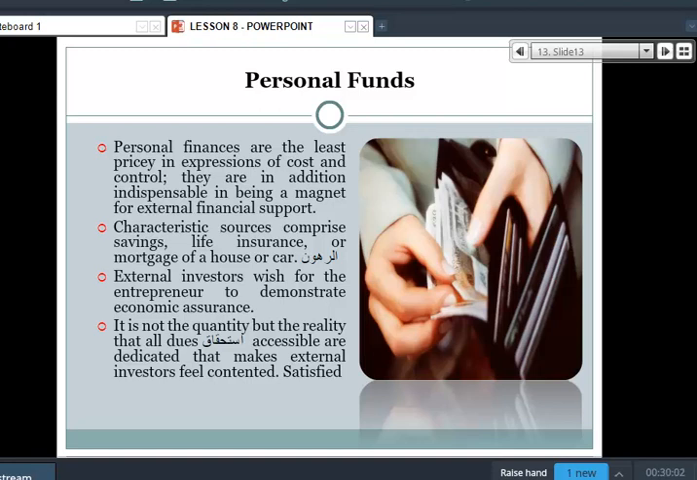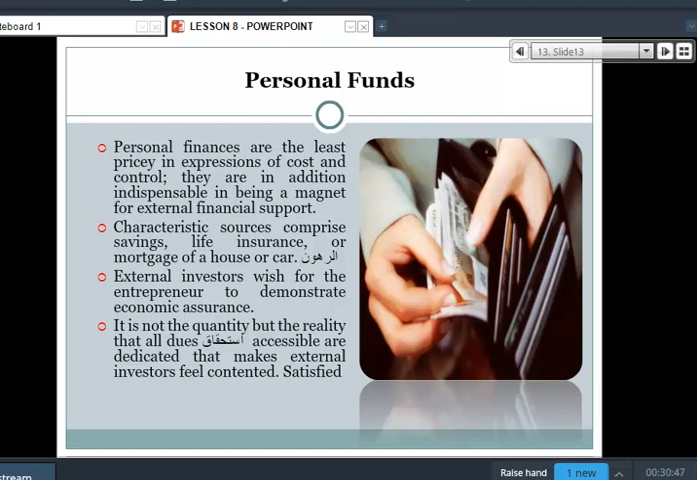They are also indispensable as a magnet for external financial support. The characteristic sources are savings, life insurance, or a mortgage of the house or the car. The external investors wish for the entrepreneur to demonstrate economic assurance. It is not the quantity, but the fact that all the dues are dedicated that makes the external investors feel content and satisfied.